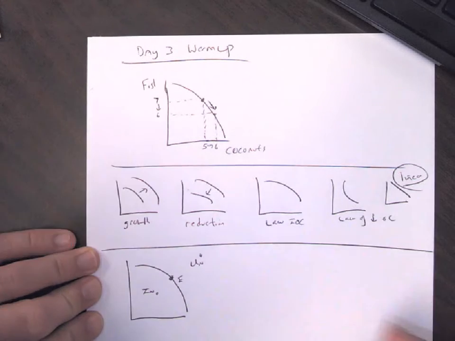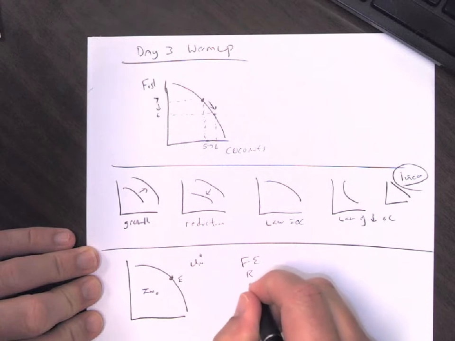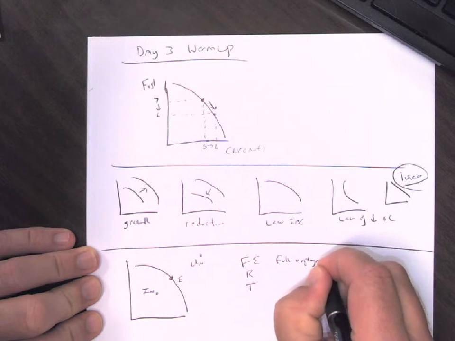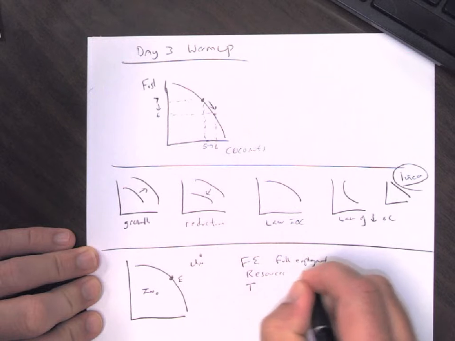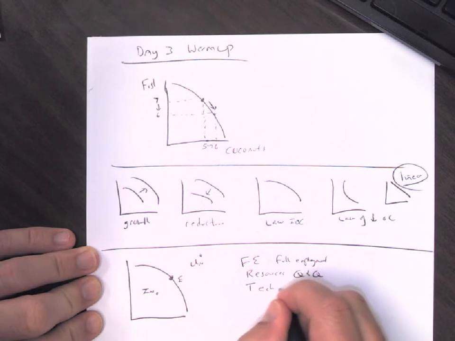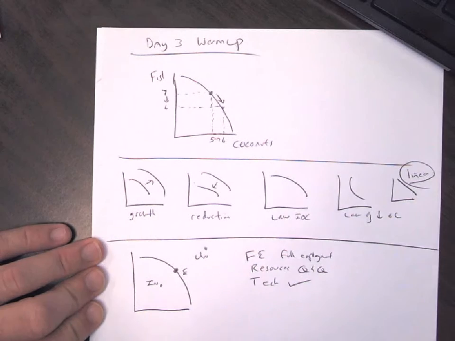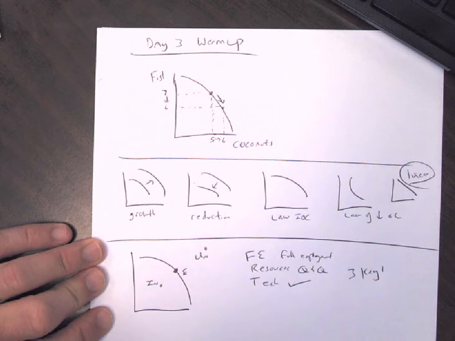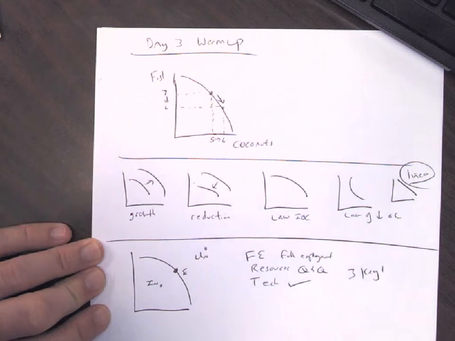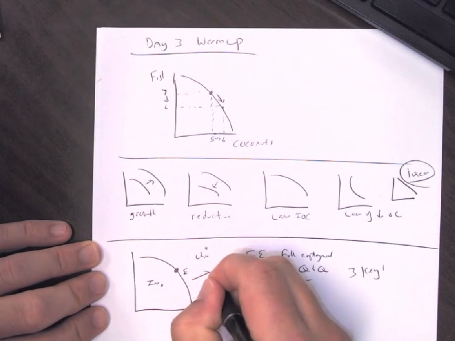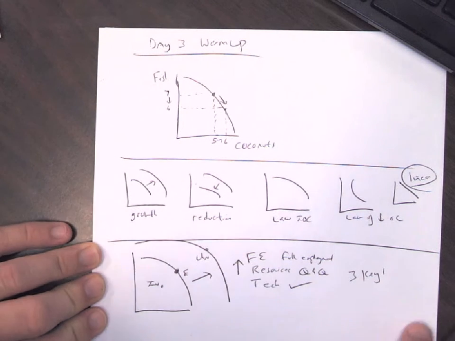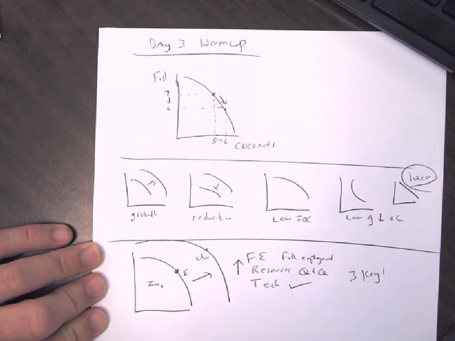Write the 3 keys to economic growth. Remember, fertilizer makes it grow. So, full employment. Resources, both our quality and quantity, and technology has to be great. So those are our 3 keys. Show on the PPC from question number 3 an economic growth that results from one of the 3 keys changing. So right here we're going to show economic growth because one of these increased, and that's going to allow us to make more stuff that was previously unattainable, more GDP that we couldn't do before.